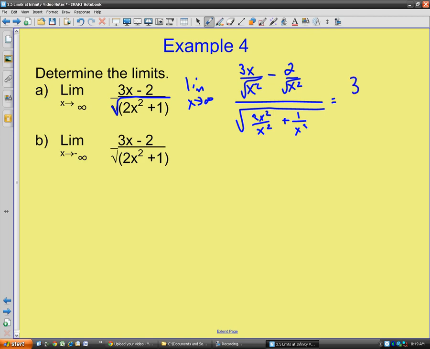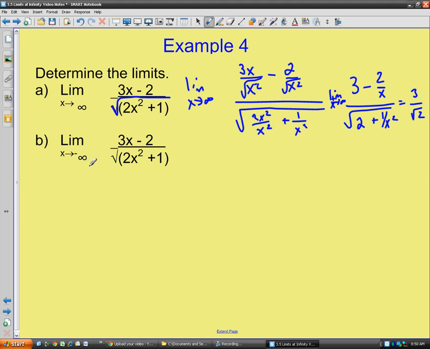And on the bottom, when I divide this, I'm left with the square root of 2 plus 1 over x squared. And so now when I take my limit, and I should have written limit there instead of an equal sign, as x goes to infinity, then I end up with 3 on top over the square root of 2. And so that's my limit as x goes to infinity. Well, does it change much when we deal with a negative? Well, not really.